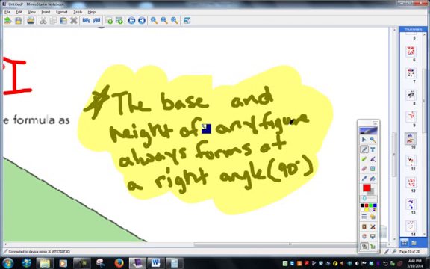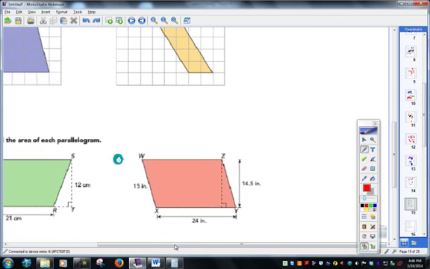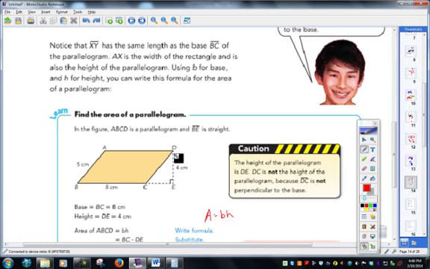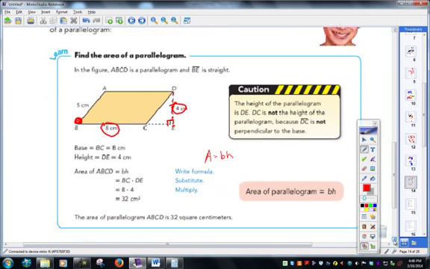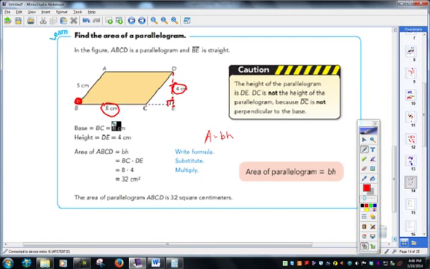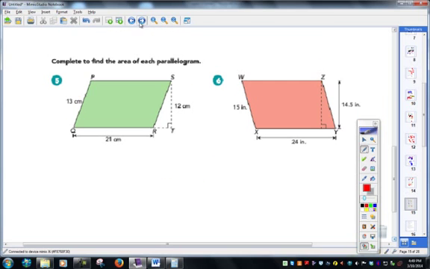The base and the height of any figure always form a right angle. You've got to remember that. When I look at this right here, this is not a right angle, so that can't be the base and the height. Whereas this is coming straight down right where the base is. Bang, there's your right angle. So your base and your height are 4 and 8. You can see that they substituted in 8 for B and 4 for H, and they end up getting 32 centimeters squared. Again, make note that it's got to be centimeters squared. So pretty easy there.